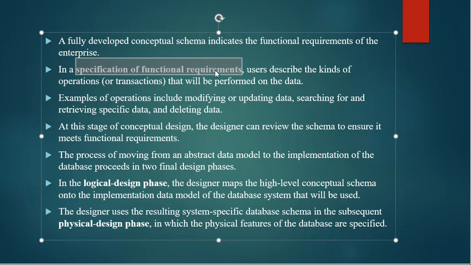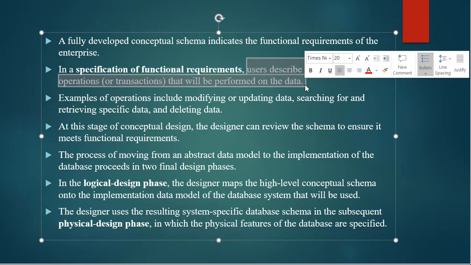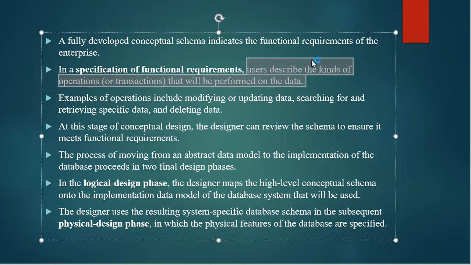In a specification of functional requirements, users describe the kinds of operations that will be performed on the data. Kinds of operations, just now we saw four operations in DML: insert, then access the information, then modify, then delete. So what type of operation will be performed over the data, you can describe that also. Examples of operations include modifying or updating the data, then searching for, that is accessing the data, and retrieving, and then deleting the data. At this stage of conceptual design, the designer can review the schema to ensure it meets the functional requirements.